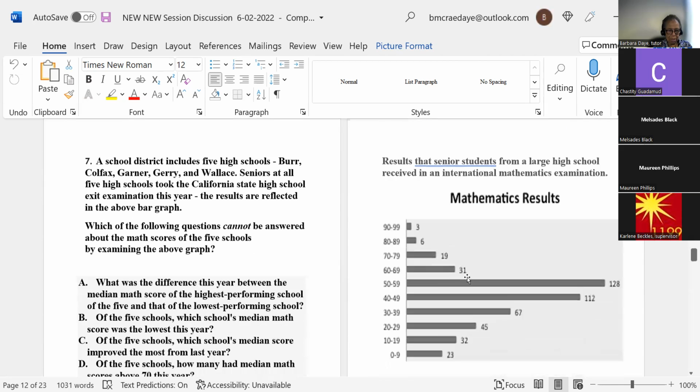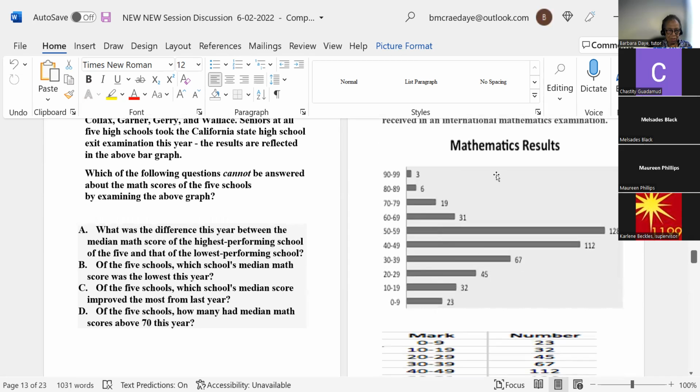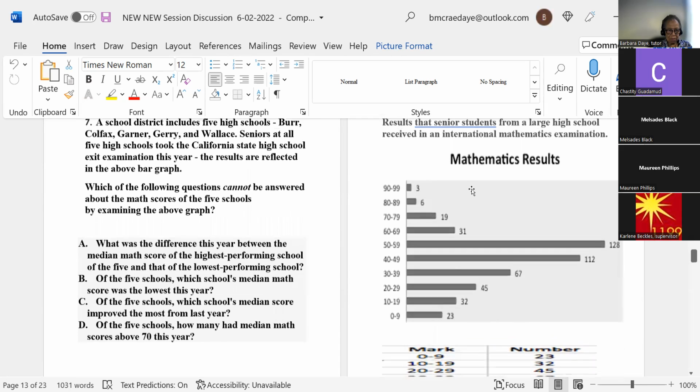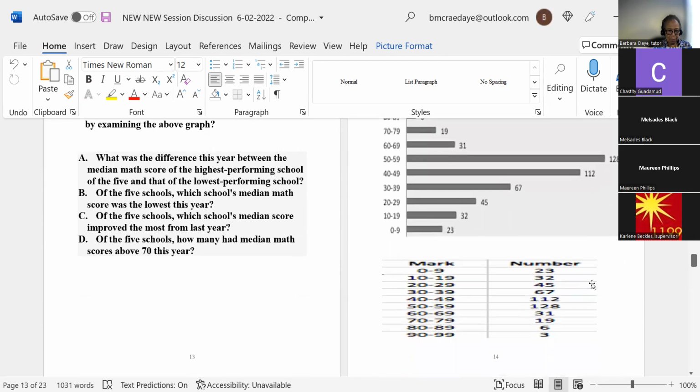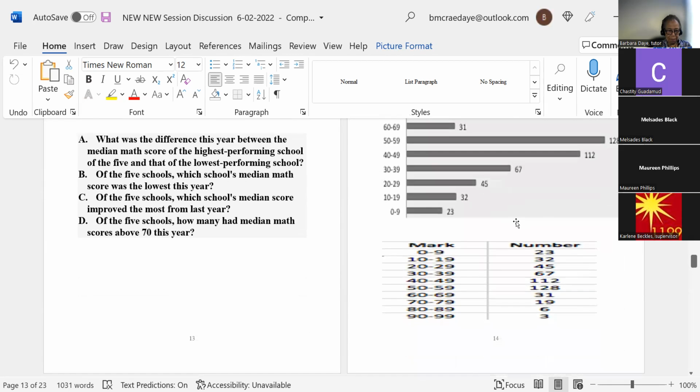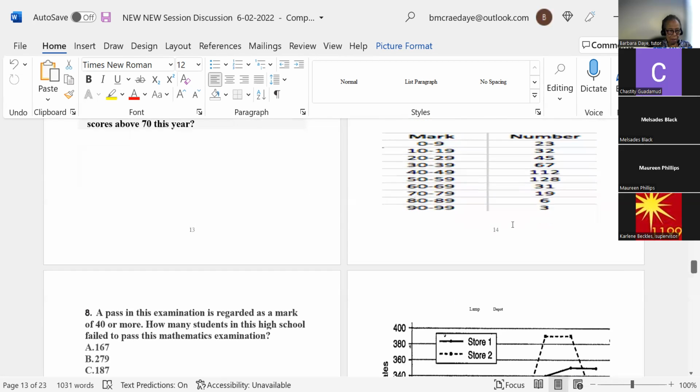Now here's the way the horizontal bars might look. These are just some senior students' mathematics scores. Three of them are within this range. Most of them are between the 50 and the 59 range, right? And there they are in the table. Same thing in a table. All right, so we're going to stop here.